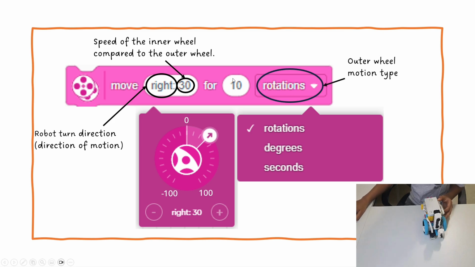Now the number next to it represents the motion amount. For example, if 2 rotations are selected, that means the outer wheel is going to rotate 2 full turns. With the degrees option, 720 degrees will make the outer wheel take 2 full turns. If 5 seconds are selected, that means that the outer wheel will keep rotating for 5 seconds.